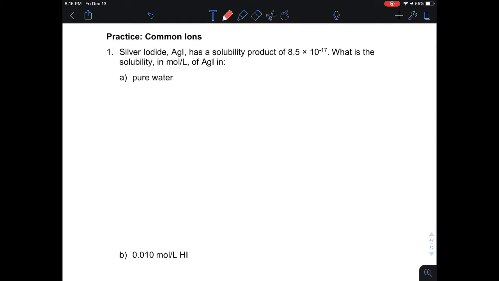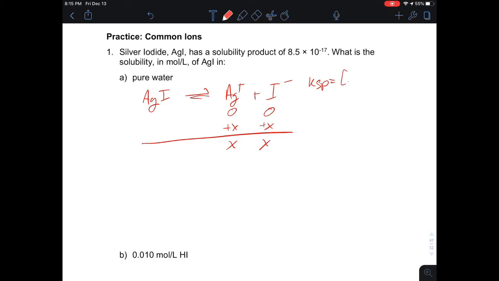Okay. So in pure water, we're simply looking at our AgI dissociation equation, Ag plus and iodine minus, and treat it as 0, 0, plus an x, and gives us x, x. Okay, KSP is equal to concentration of silver times concentration of iodine, and so then we're going to replace: 8.5 times 10 to the negative 17 is equal to x times x. Great. So this is x squared.